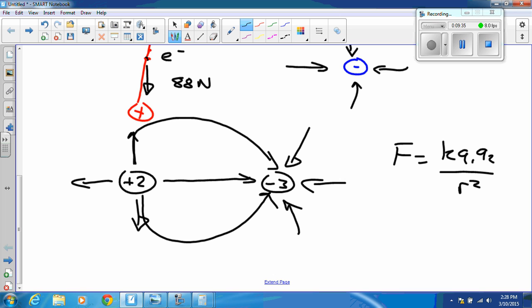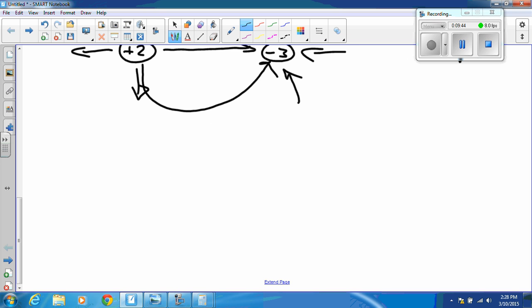I already told you that's not the case. As far as we know, Newton's third law is pretty absolute. Forces come in pairs, equal and opposite.